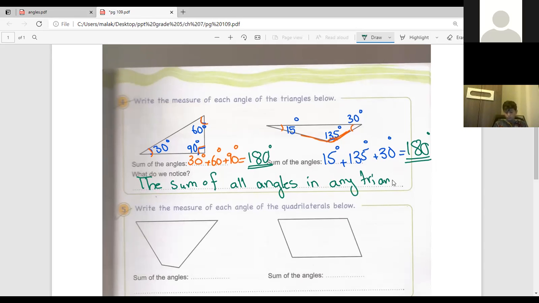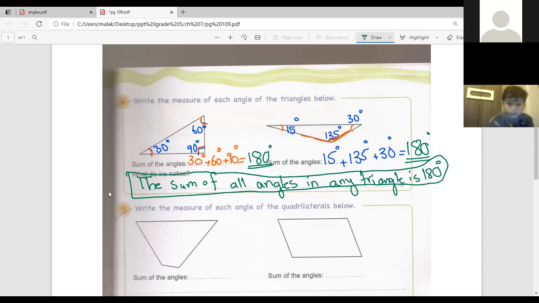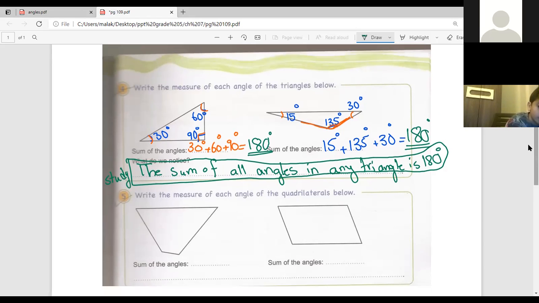Teacher, today we will do things on the worksheet. Okay, so please write this one for study. The sum of all angles in any triangle is 180 degrees.